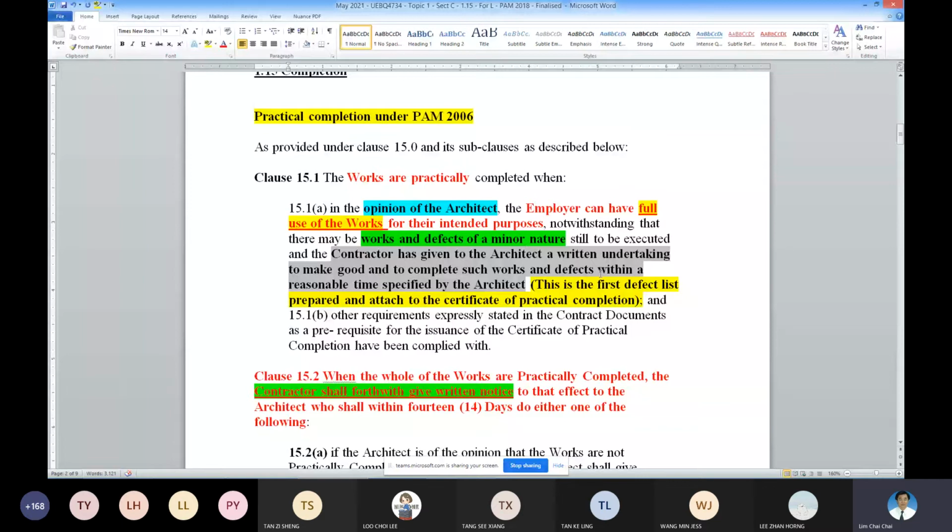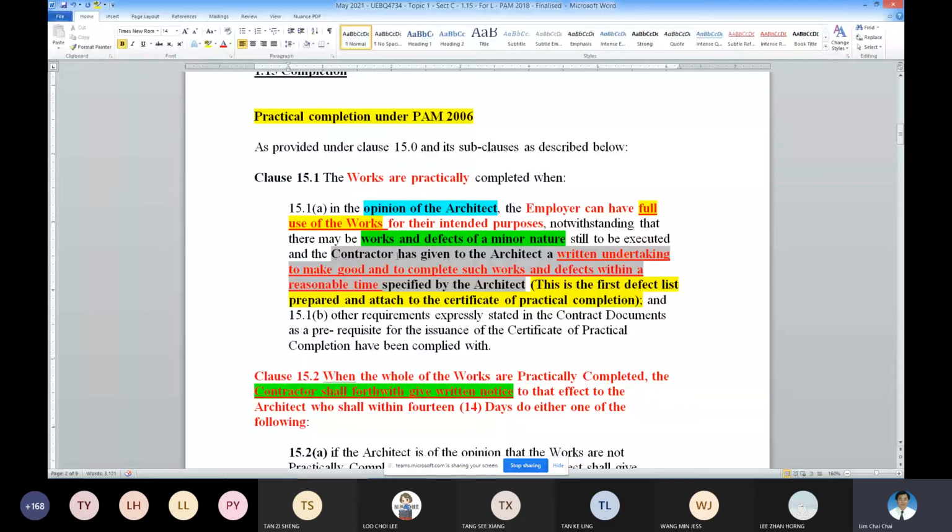Okay, the word is reasonable time. The word reasonable time is more often than not dependent on the contract duration. Okay, if the contract duration is short, the reasonable time will be shorter. If the contract duration is long, then the reasonable time will be longer. So this is a very important item, which you will never be able to extract from reading all these clauses. Okay, so this is the very first list.